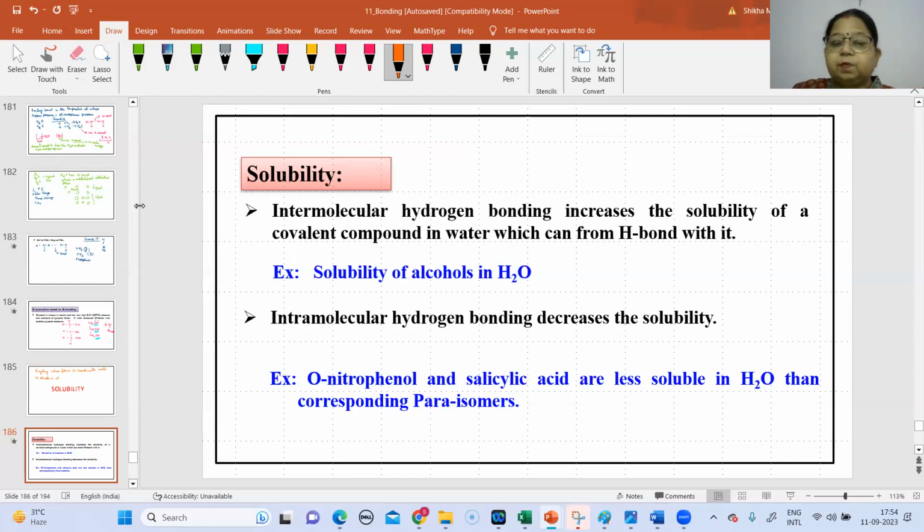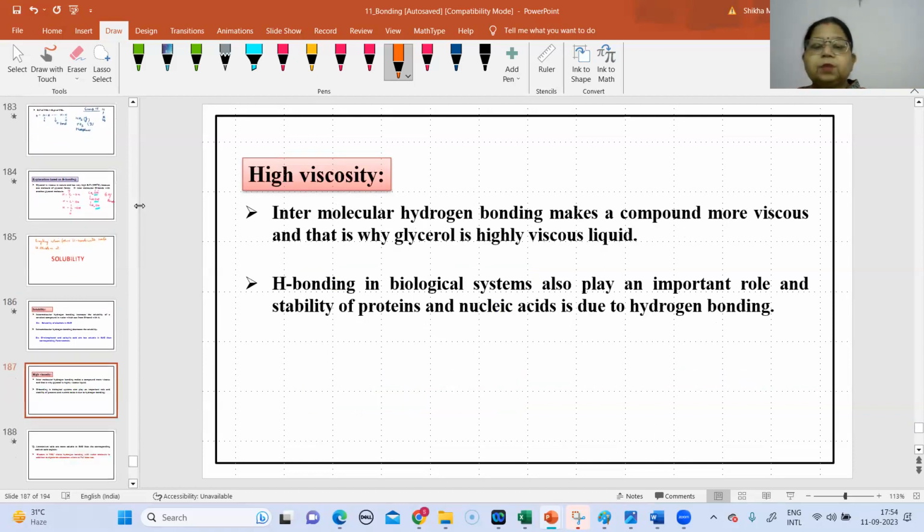There are certain examples. As we have seen, orthonitrophenol and salicylic acid are able to form hydrogen bonds with it, right? So therefore, they are going to be soluble in it. Between any two substances, if you are asked which is soluble and which is not, please remember the answer has to be hydrogen bonding only, right? And if by chance you have biology as your subject, you must have studied, or may be studying, the structure of DNA and RNA.